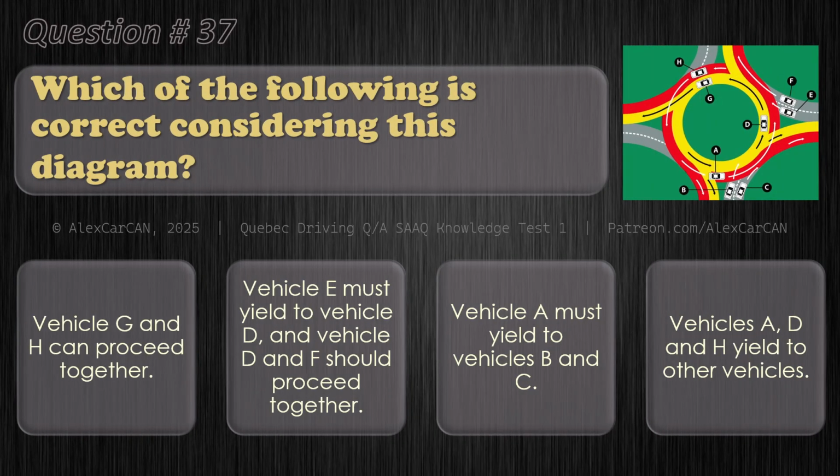Question number 37. Which of the following is correct considering this diagram? Vehicle G and H can proceed together. Vehicle E must yield to Vehicle D, and Vehicle D and F should proceed together. Vehicle O must yield to Vehicles B and C. Vehicles A, D and H yield to other vehicles. The correct answer is Vehicle E must yield to Vehicle D, and Vehicle D and F should proceed together.